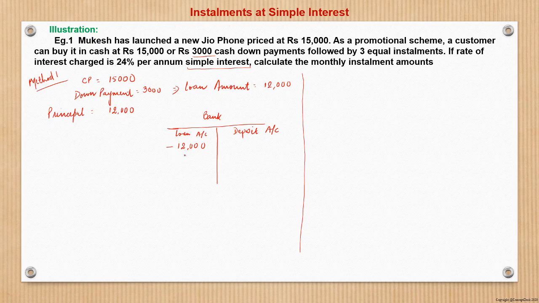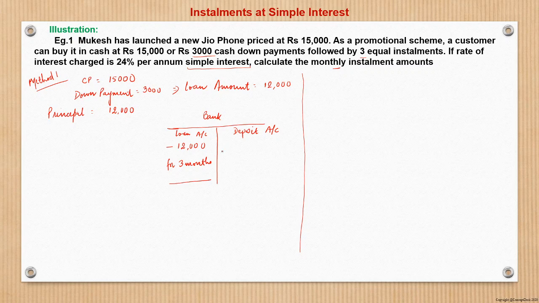So 12,000 is there, and for how long? That is for three equal monthly installments. So this is for 3 months, right? And then there is a deposit account. What happens? There would be a payment of the monthly installment.